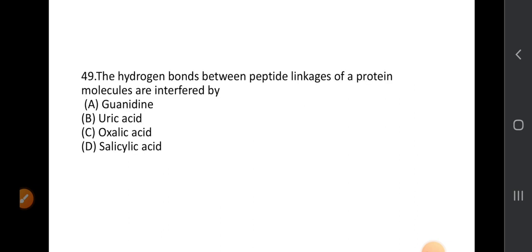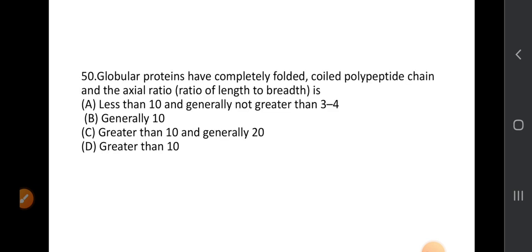So 49th question is, the hydrogen bonds between peptide linkages of a protein molecule are interfered by. Again, read the options by yourself. Moving on, 50th question, globular proteins have completely folded, coiled polypeptide chain, and the axial ratio is actually the ratio of length to breadth is. You can read the options, and you'll get to know a lot of information from this question. I think you must not be knowing this before this question, okay? Many of you might not be knowing this, so you can write the information from this question also.